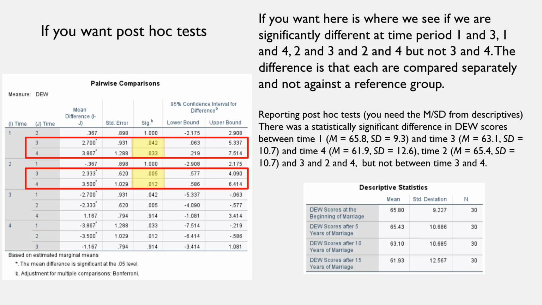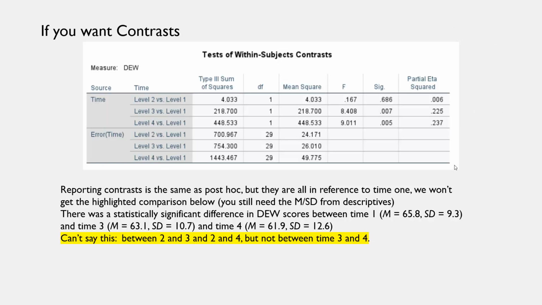So for reporting post hoc tests, you need the means and standard deviations from descriptives. Typically, you don't have to do it this way. You can just tell me what the time periods are like here. So watch, there was a statistically significant difference in DEW scores between time 1, those are the means and standard deviations, and time 3, and time 1 and time 4, time 2 and time 3, and time 2 and time 4, but not between time 3 and time 4. You can just write it out like that.